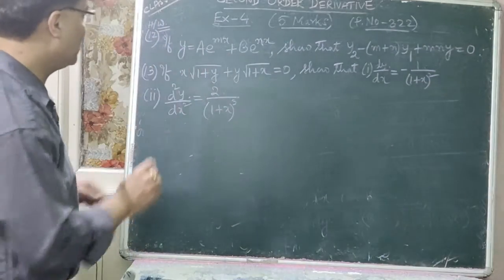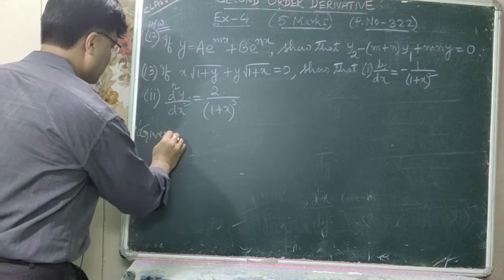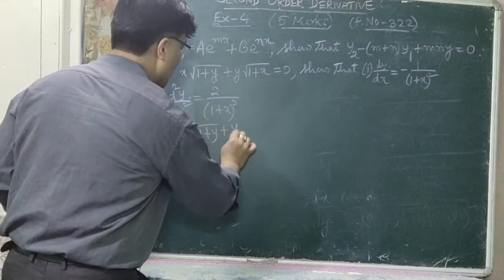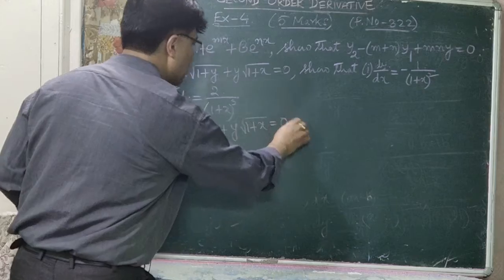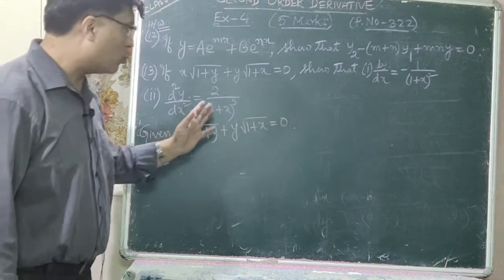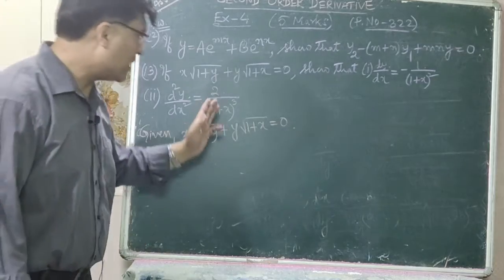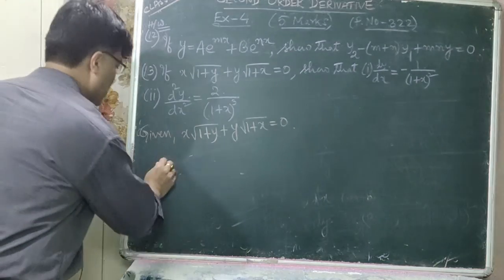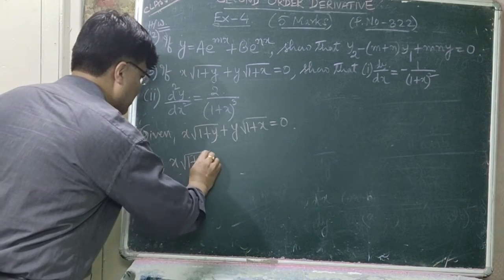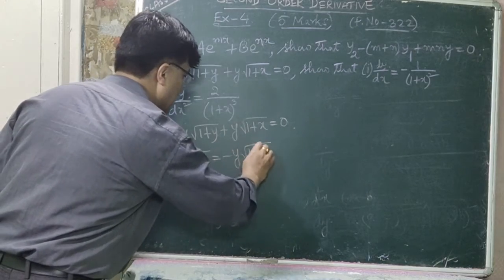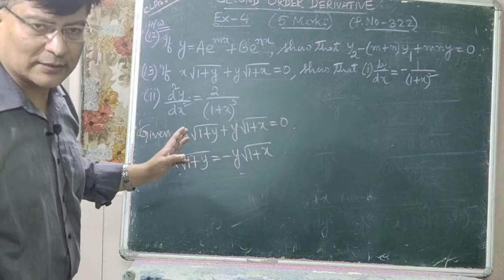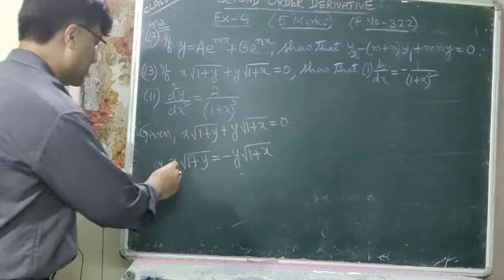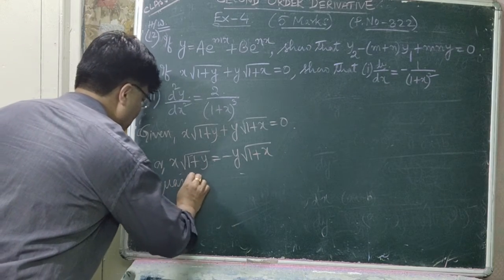In order to prove these values of dy by dx as well as d2y by dx square. Is that clear? So write down, given here is x root under (1 plus y) plus y root under (1 plus x), which is equal to 0. Now take one of the terms to the right hand side in order to square both the sides, and you can remove square root. So this is x root over (1 plus y) is equal to minus y root over (1 plus x). Is that clear? Now you can remove square root from both the sides by squaring both the sides.